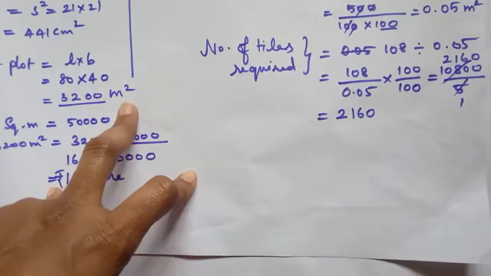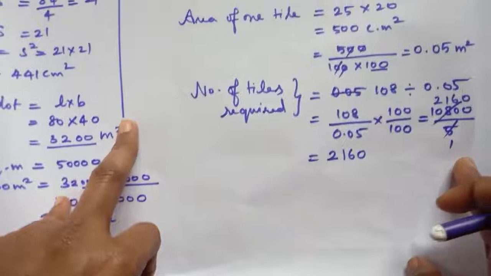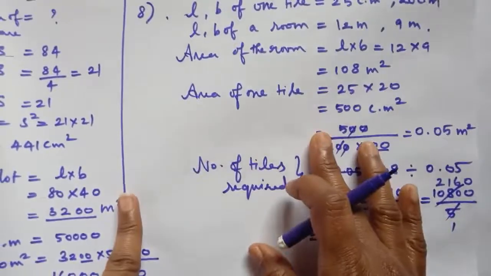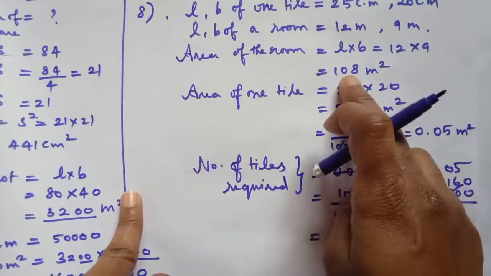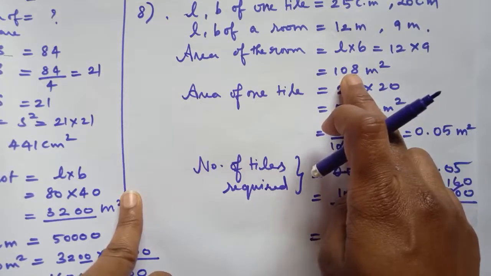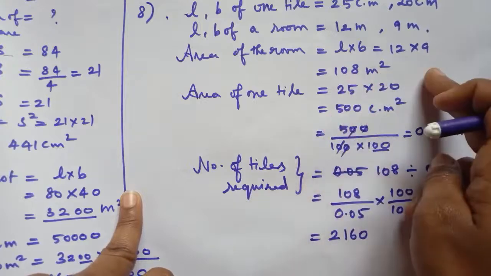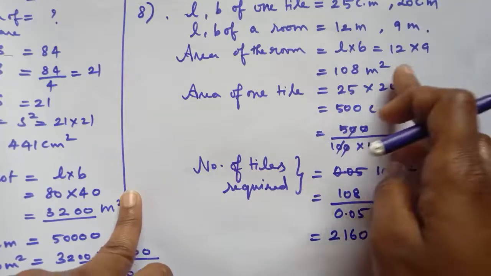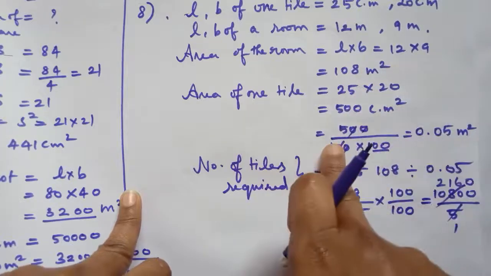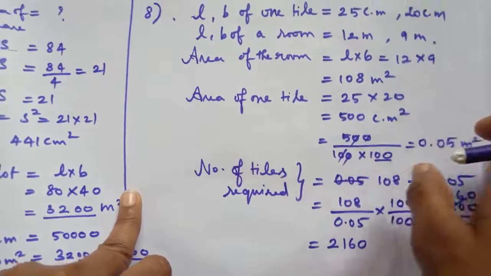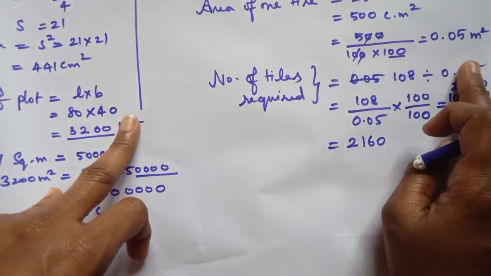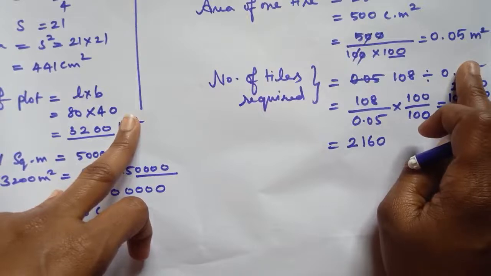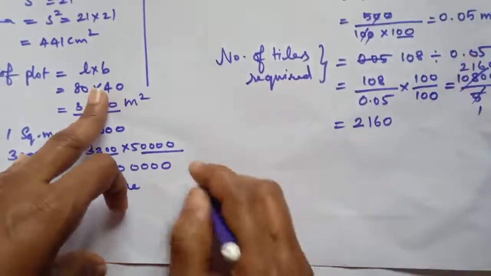Good. Then listen students, in this question you can also do it by another method, no problem. Here you should convert it into centimeter squared. For this you have to multiply by 10,000, that is 100 into 100. And then you can divide the number by 500. Then you can get the answer easily. Is it clear? Now students listen, 9th question is homework. 10th question is also homework. Then let's move to 11th question.